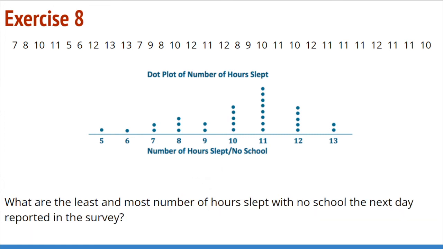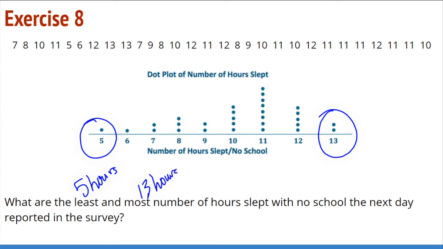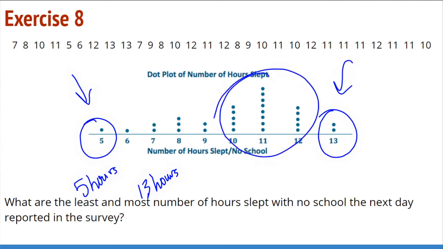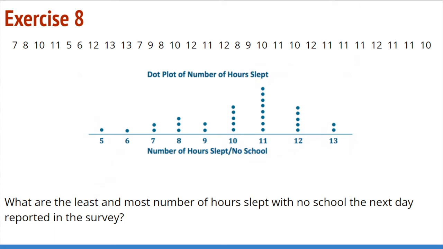What are the least and most number of hours slept with no school the next day reported in the survey? Well, our least is 5 hours, and the most is 13 hours. I hope you notice in all of these data sets that we keep looking at, we look at what is the low end, what is the high end, and how would we describe the center. We keep coming back to this over and over again.